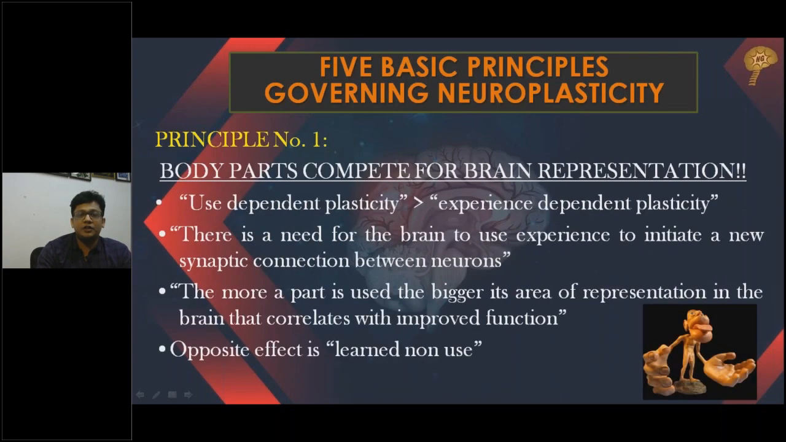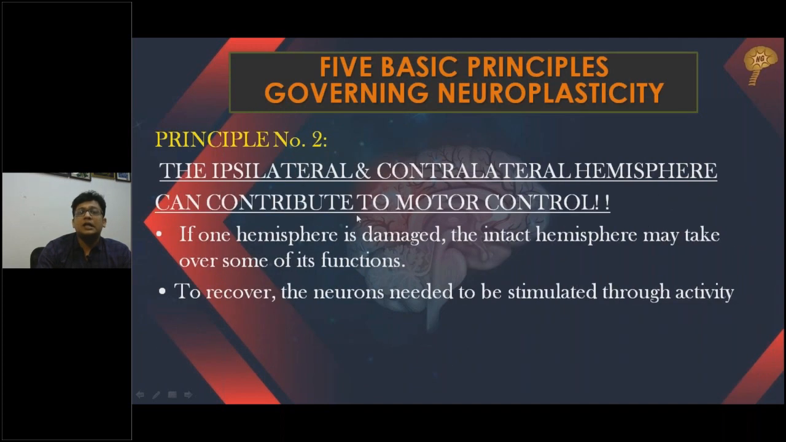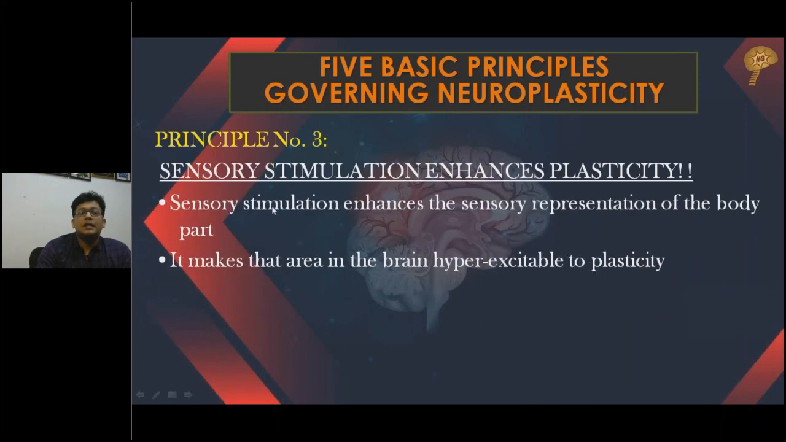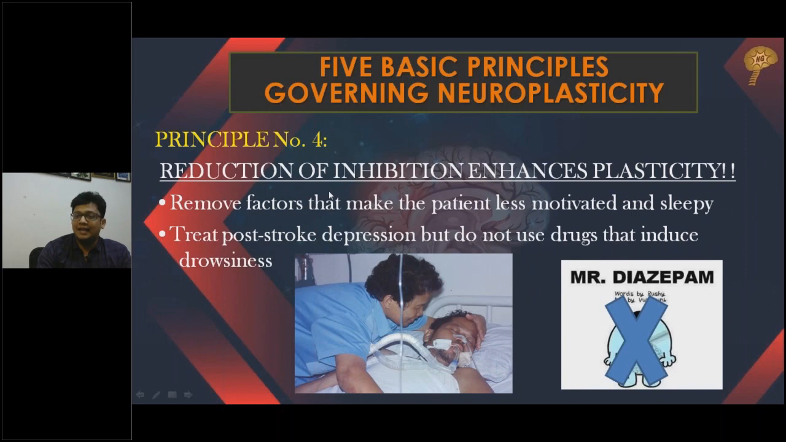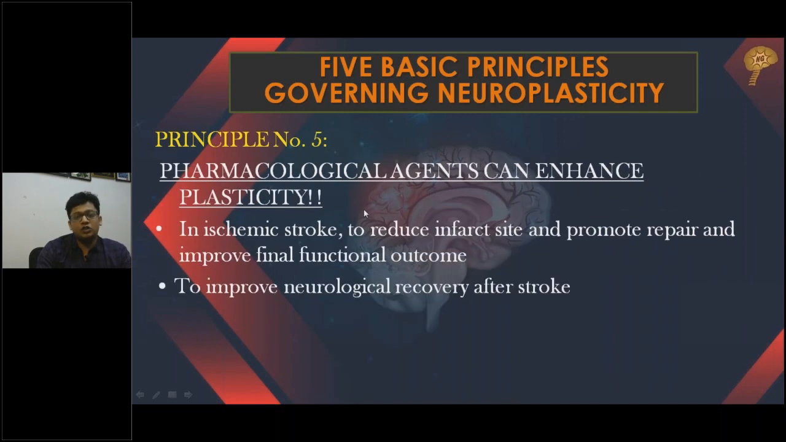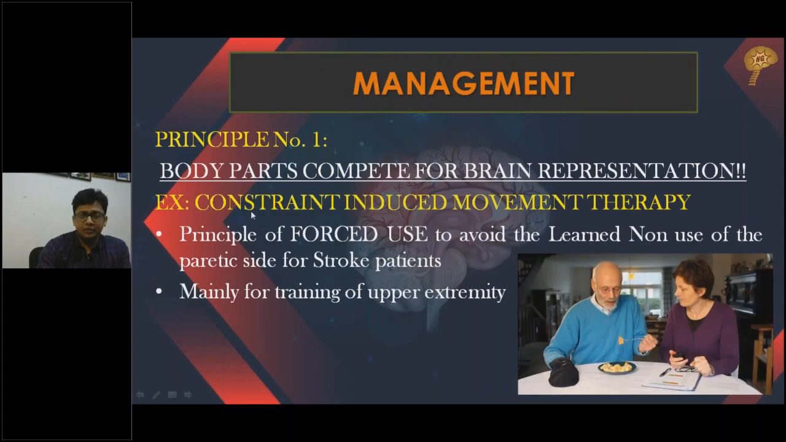So if we see, the first principle is body parts compete for brain representation. The ipsilateral and contralateral hemisphere can contribute to motor control. Sensory stimulation enhances plasticity. Reduction of inhibition enhances plasticity. And pharmacological agents enhance plasticity. So based on these principles, I will tell you the management. The first principle was body parts compete for brain representation. An example of this is constraint induced movement therapy.